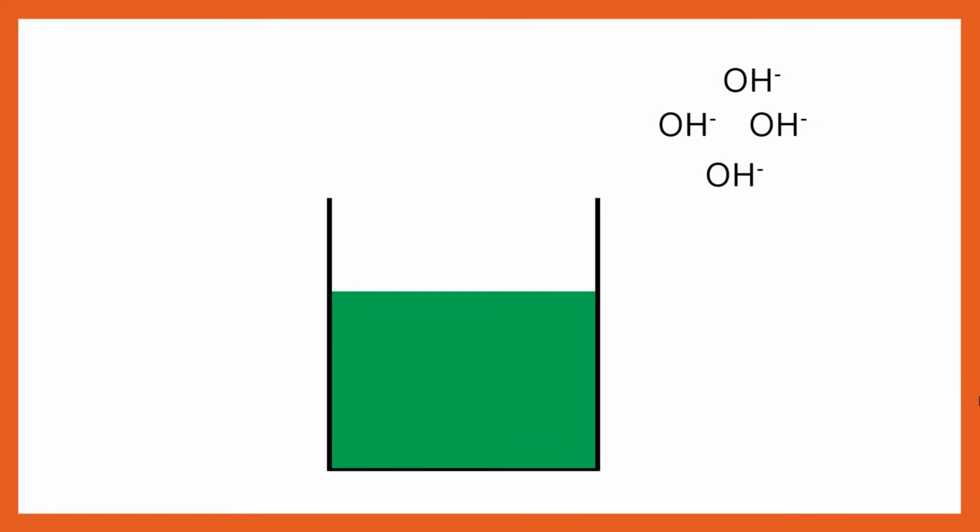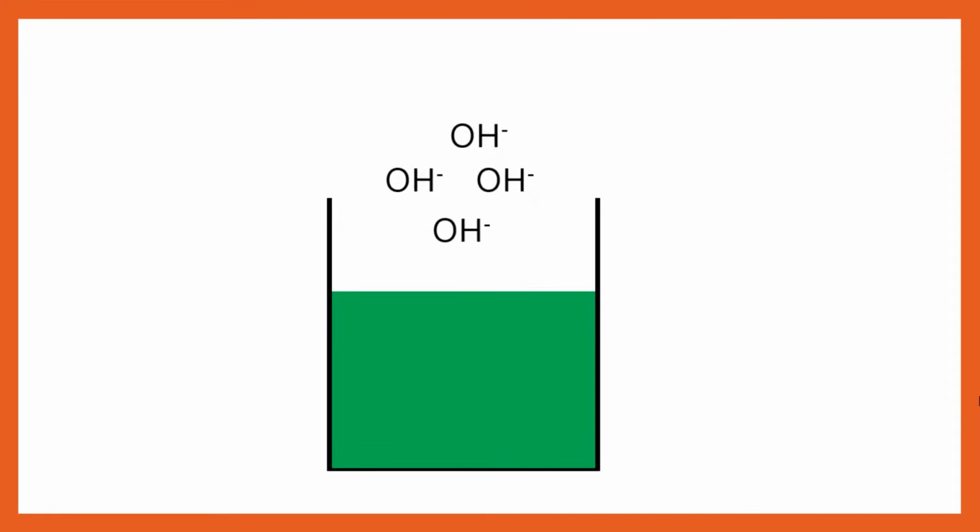That makes sense. We start with our same solution with some universal indicator in it, turned green. We take some alkali, which is our OH minus. We add that, and unsurprisingly, the color of the universal indicator would change, and we would end up seeing that we have an alkaline solution.